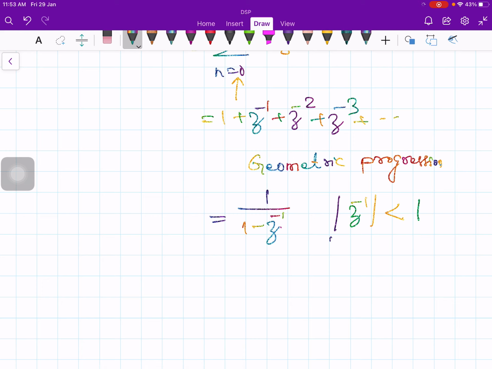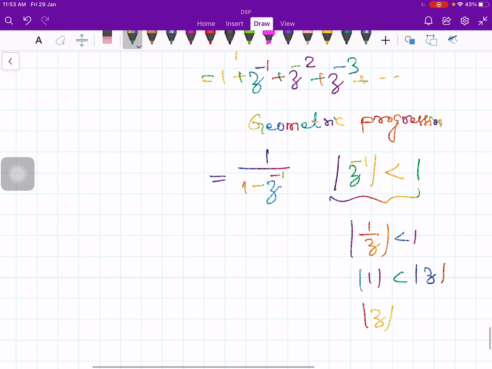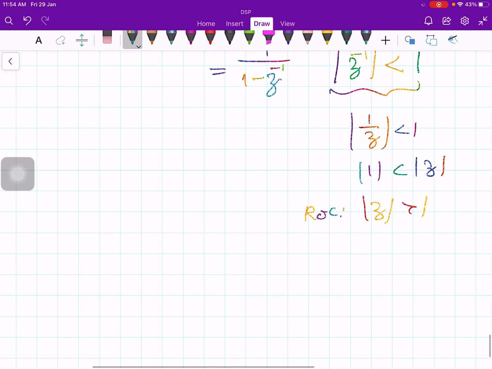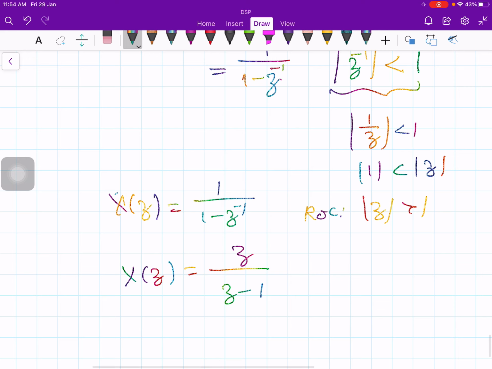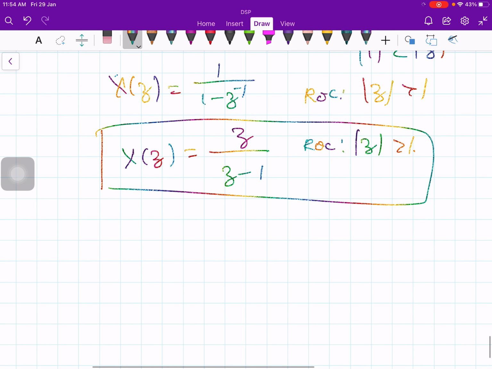And how do you simplify this? 1 by z is less than 1, and 1 is less than mod of z. That is your region of convergence, greater than 1. This is my ROC. So X of z equals 1 divided by 1 minus z to the minus 1, or you can write X of z equals z divided by z minus 1, but the ROC is mod of z greater than 1.